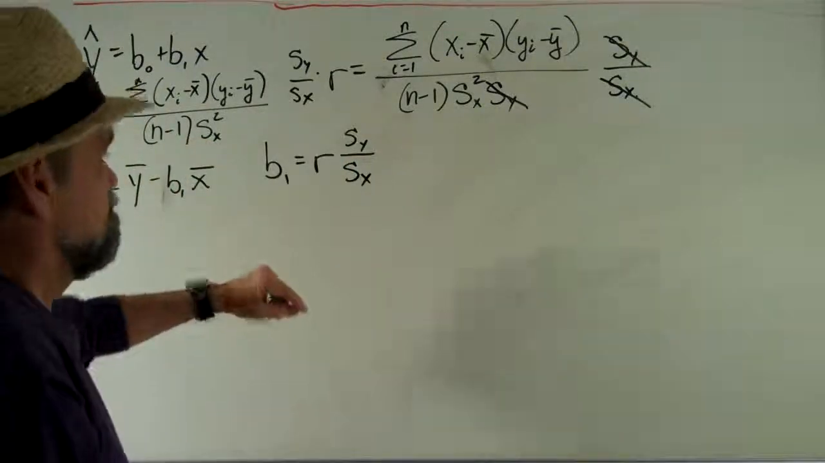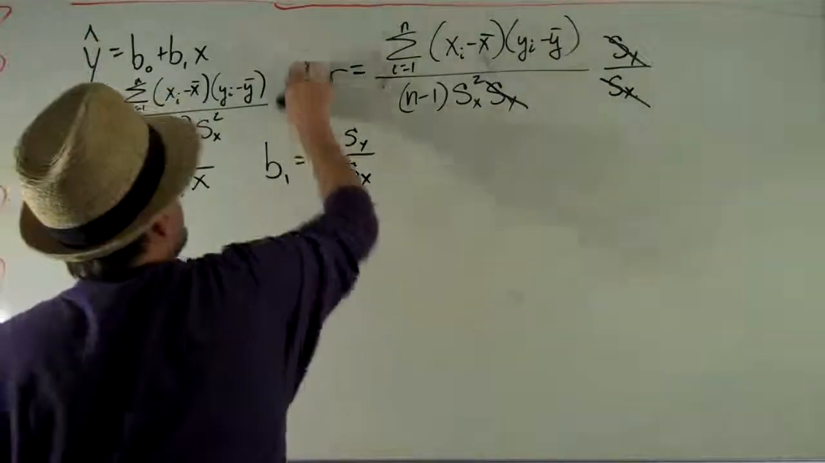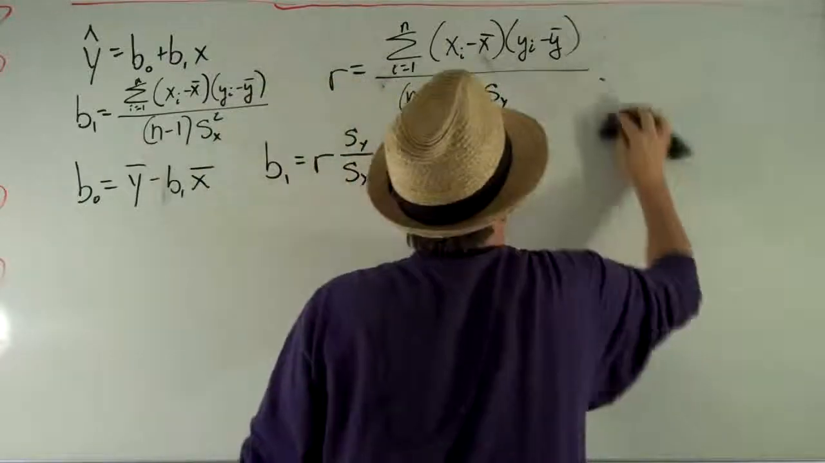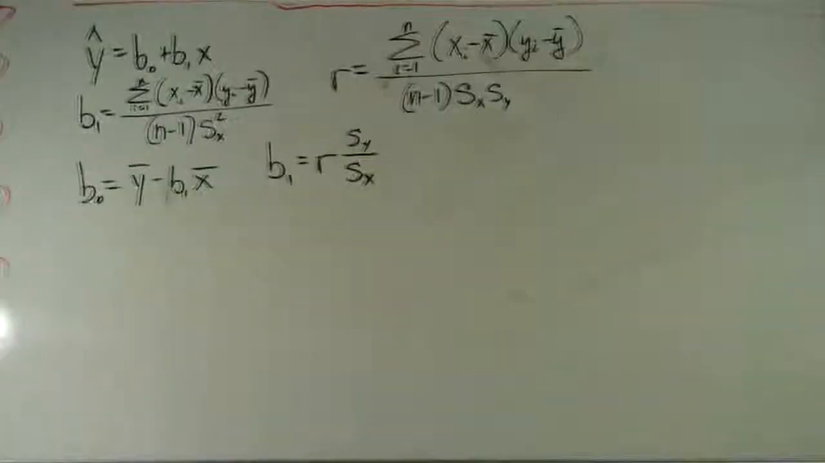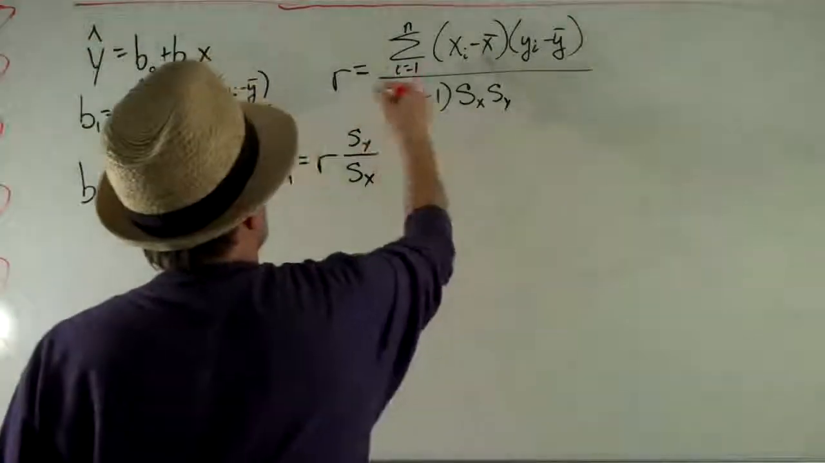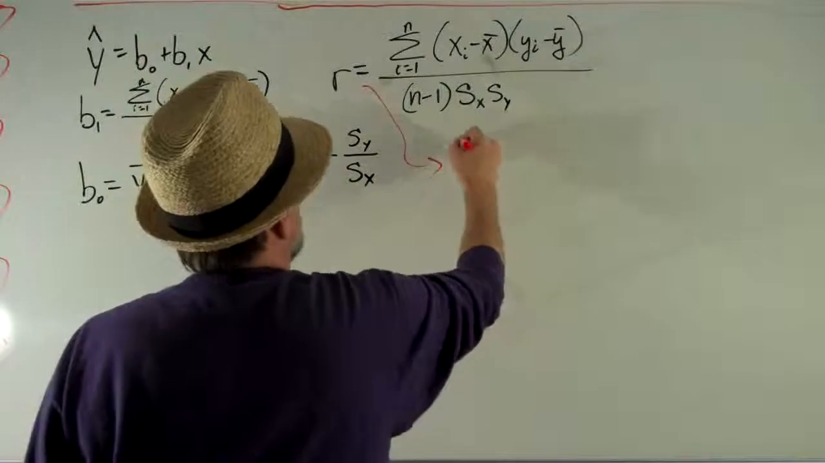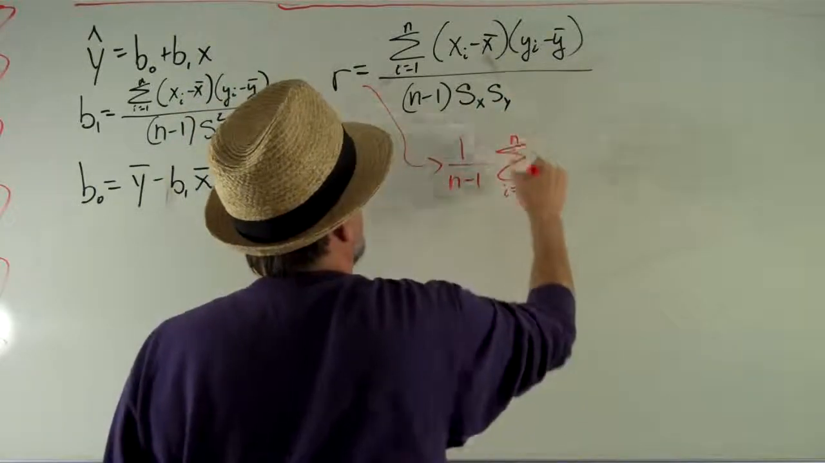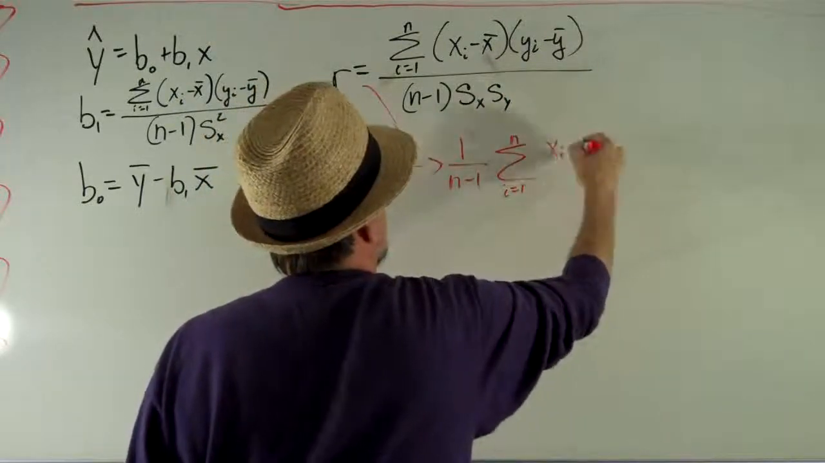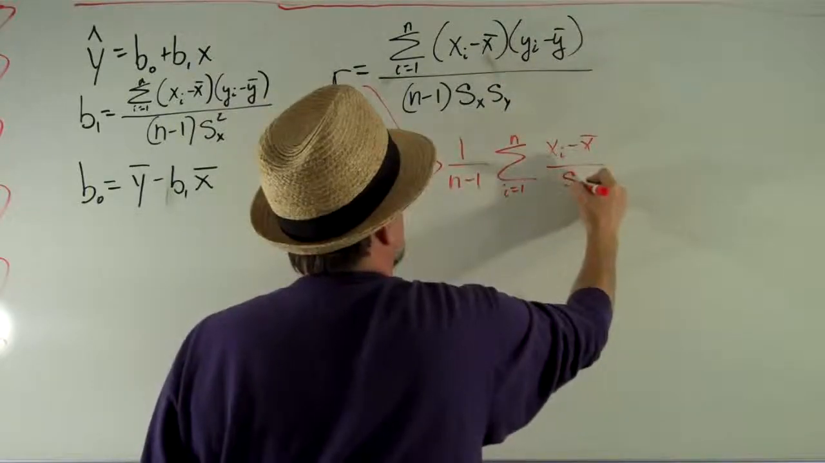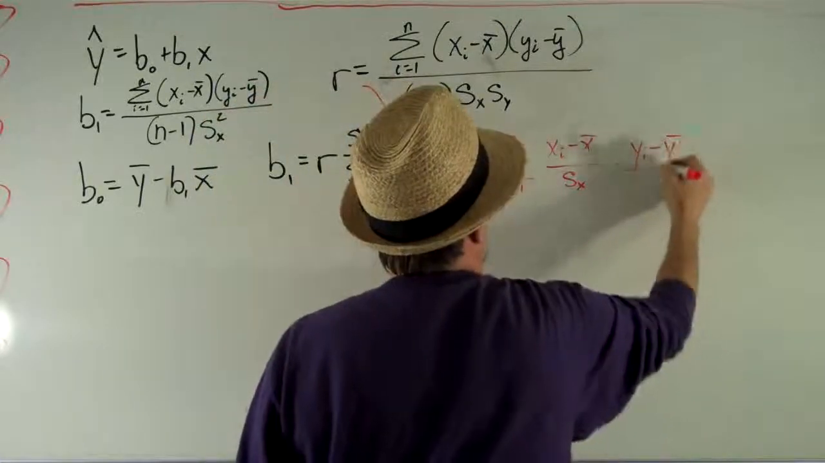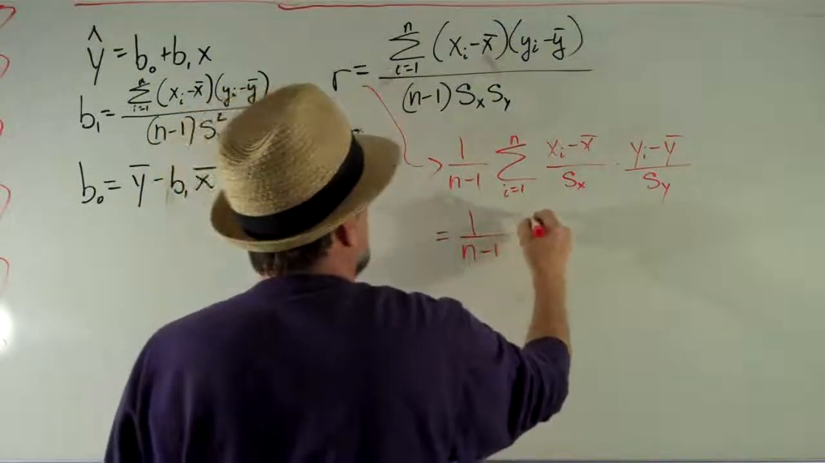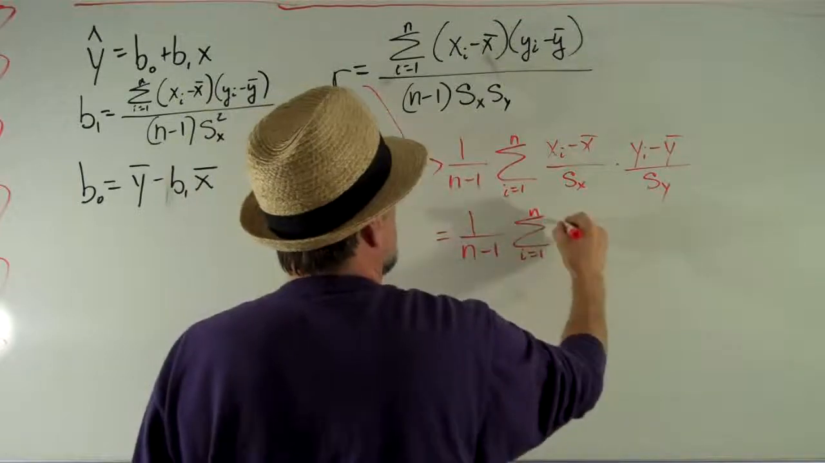Okay. That's all fine and good, but let's get back to what r really is. Well, one way to look at r is to see that this thing is 1 over n minus 1 times the sum as i goes from 1 to n of (xi minus x bar) over the standard deviation of x times (yi minus y bar) over the standard deviation of y. I'm getting all of my x's and y's accounted for there. Well, that's just 1 over n minus 1 times the sum of the product of the z-scores.